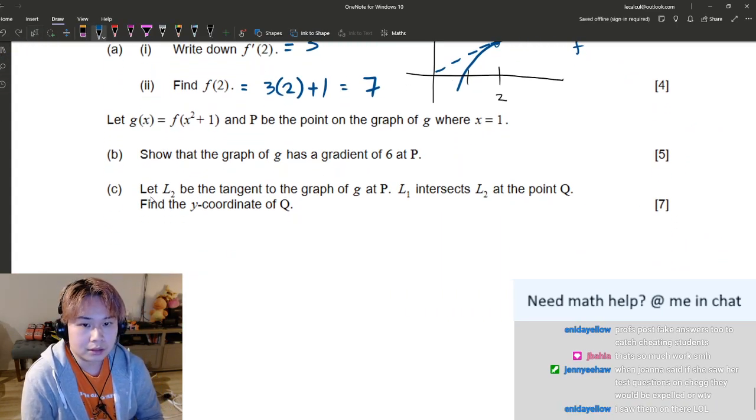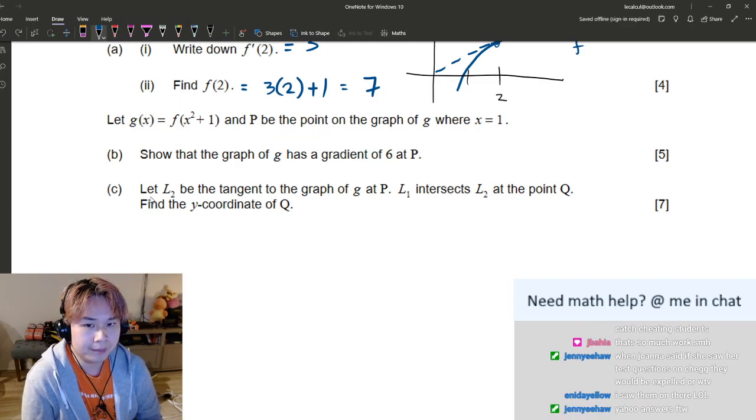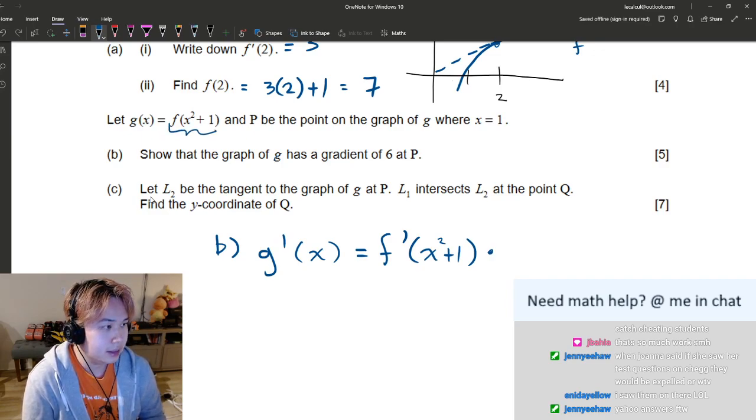Okay, so if I want to find the gradient of g, then I need to take g prime. So according to this, this is the derivative of f at x squared plus 1, and then this is a very subtle chain rule, essentially. You need to then multiply this by the derivative of x squared plus 1, which is 2x.